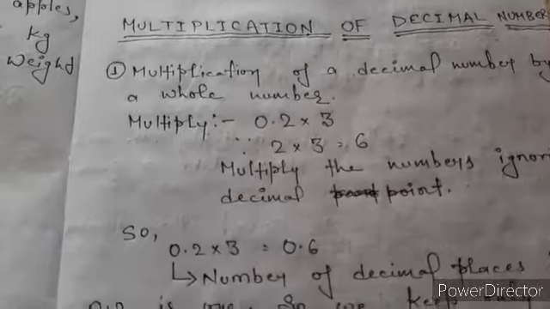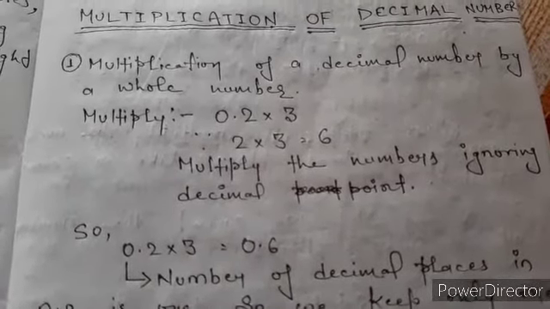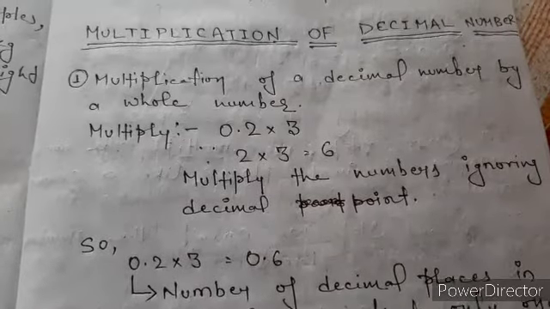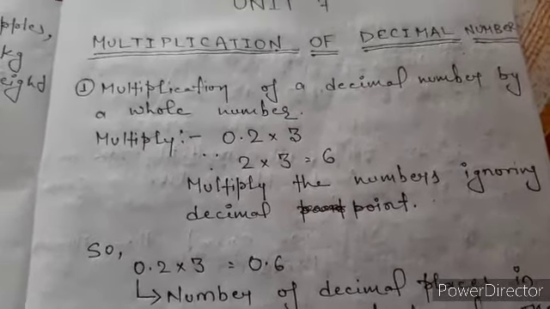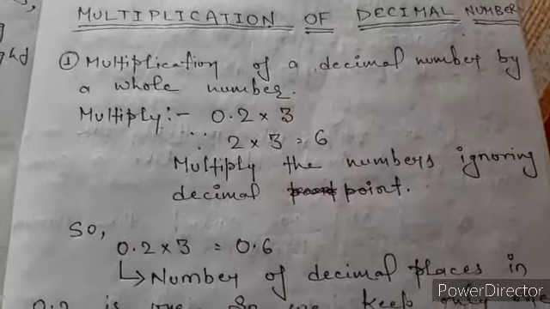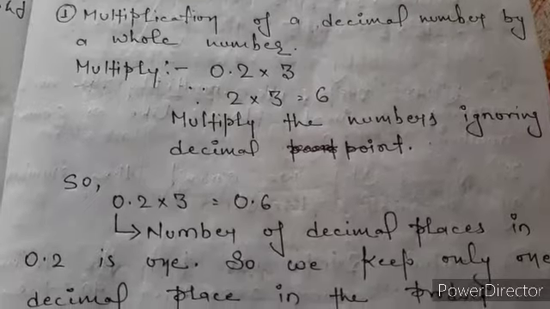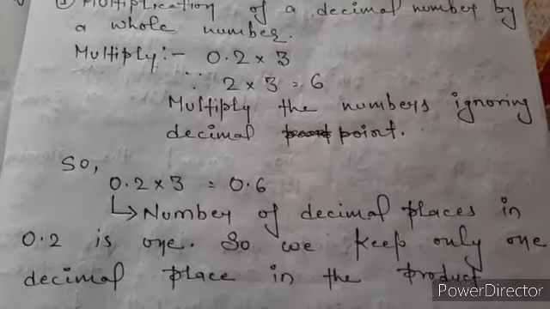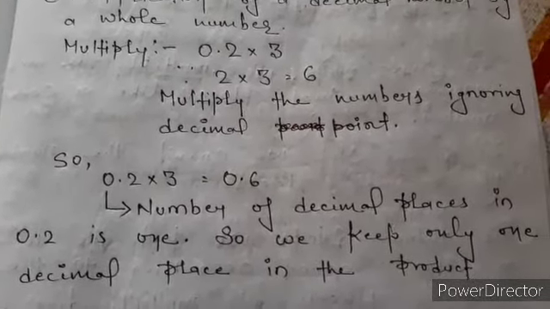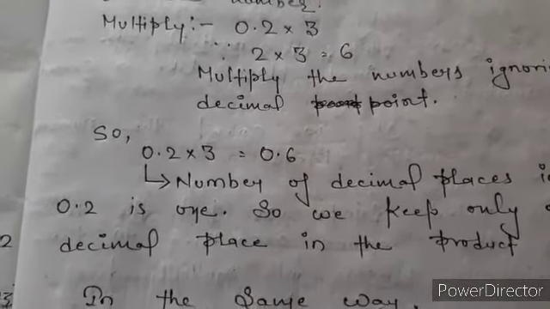We multiply 0.2 and 3. Since 2 into 3 is equal to 6, multiply the numbers ignoring the decimal point. So 0.2 into 3 is equal to 0.6. The number of decimal places in 0.2 is 1, so we keep only one decimal place in the product.